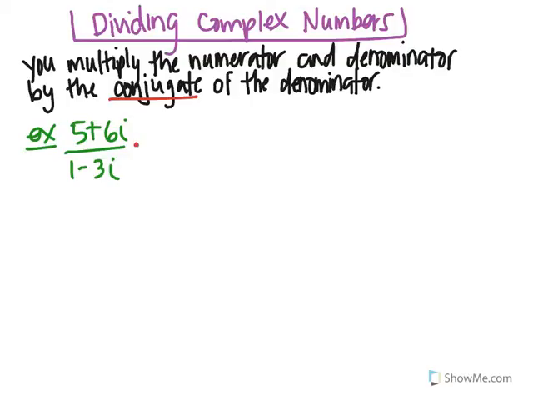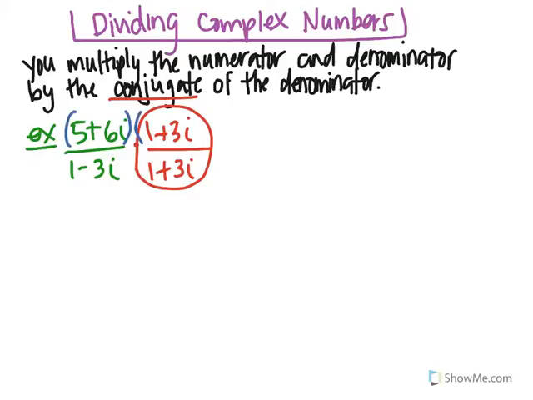And if you remember, the only way to get rid of a complex number is to multiply it by its conjugate, because you get a real number. So in the denominator, I'm going to multiply by 1 plus 3i. Now remember, whatever you do to the bottom, you have to do to the top. This is like multiplying by a 1 right here. So I'm going to go ahead and FOIL this thing out, top and bottom.